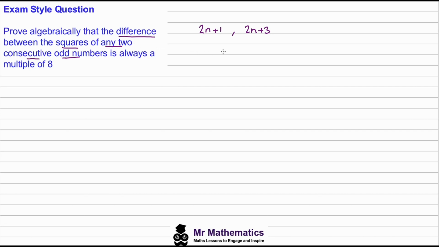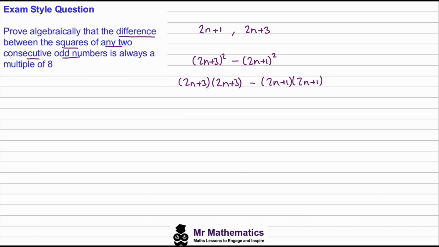Now we want the difference between the squares. So if we look at the bigger one, we've got 2n plus 3 squared minus the 2n plus 1 squared. So now we've got the difference between two consecutive odds. We'll expand out each bracket. So 2n plus 3 multiplied by itself minus 2n plus 1 multiplied by itself.